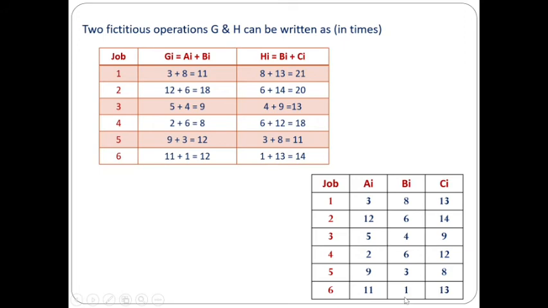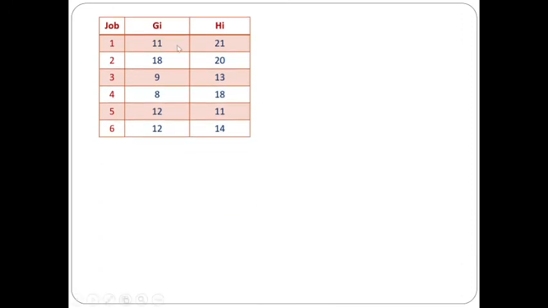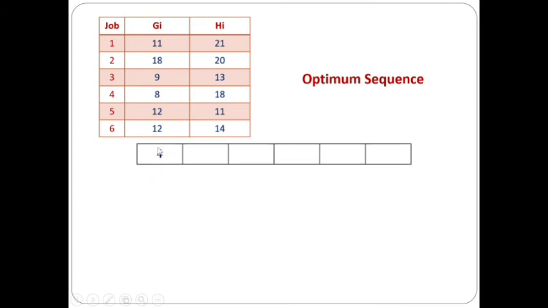So, now we have converted the 3 machines problem into a 2 machines problem. This is only to obtain the optimum sequence. By having all these processing times, we obtain the optimum sequence as usual. So, this is the converted problem. Now, we have to look for the least processing time. The least processing time is 8, which is on the first machine. So, we schedule job number 4 in the first available position. So, this is the optimum sequence. We have scheduled it in the first available position.